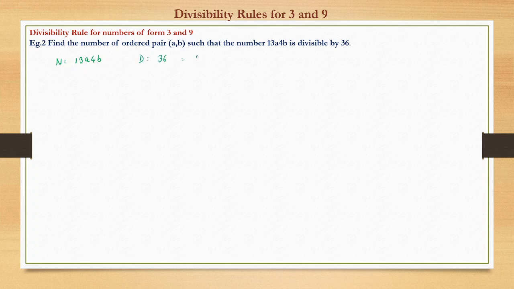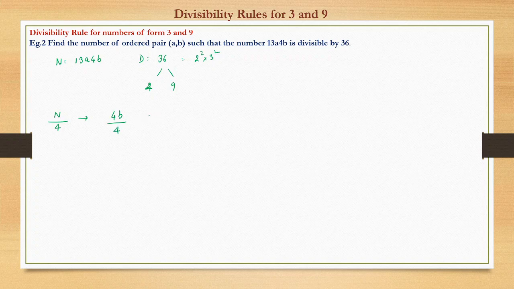So 36 we know is 2 square into 3 square. We will take both the prime numbers raised to their highest power, which is 2 square, so I write that as 4 and 9. First I check: this n will be divisible by 36 only if n is divisible by 4 and by 9. Divisibility of n by 4 is possible if the last two digits, 4B, are divisible by 4.